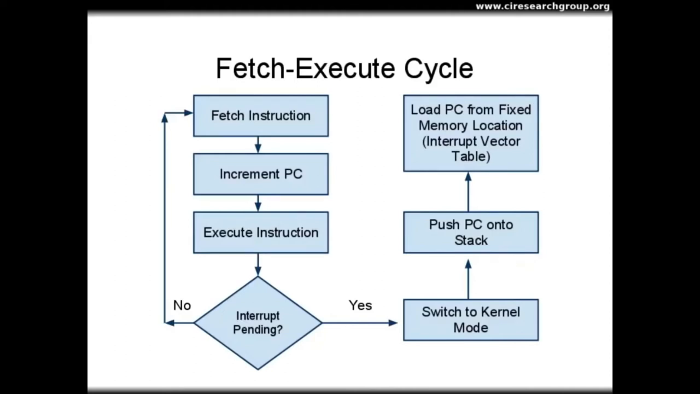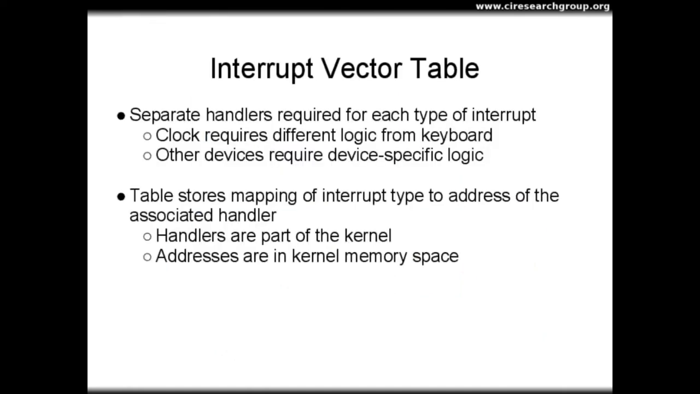The interrupt vector table gives us the address of all the different interrupt handlers. We need a separate handler for each type of interrupt. The clock requires different logic from the keyboard, for example. Other devices, such as a webcam attached to your computer, need different logic in order to process messages from it. So we have different interrupt handlers for each of these different devices. The table simply stores the addresses of each handler.